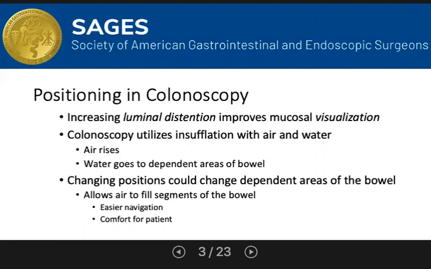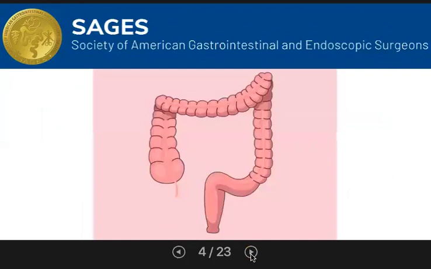This strategy has been proven to be useful during colonoscopic withdrawal, as the use of prescribed position changes has been shown to improve mucosal visualization and adenoma detection rates. Take, for example, this colon. Given that air rises, the right colon will be most distended with the patient in the left lateral position. The transverse colon will be most distended in the supine position, and the left colon, and in particular the sigmoid colon, will be most distended and best visualized in the right lateral position.